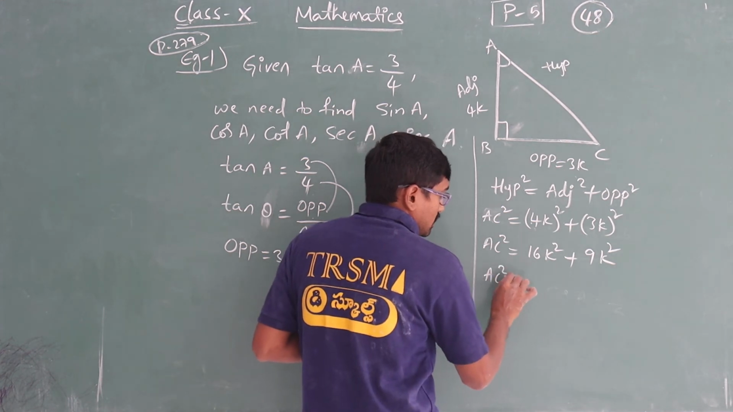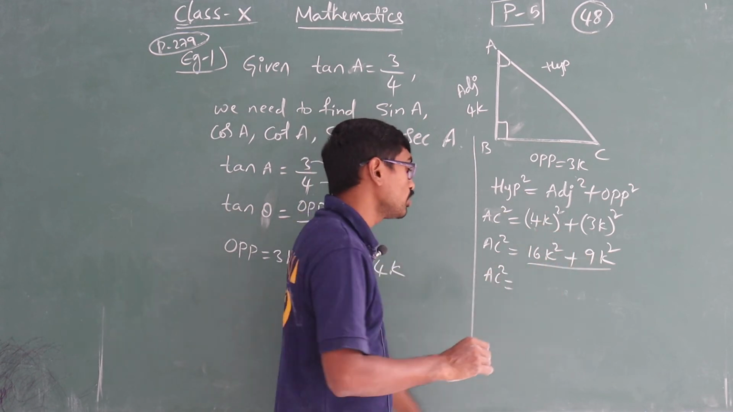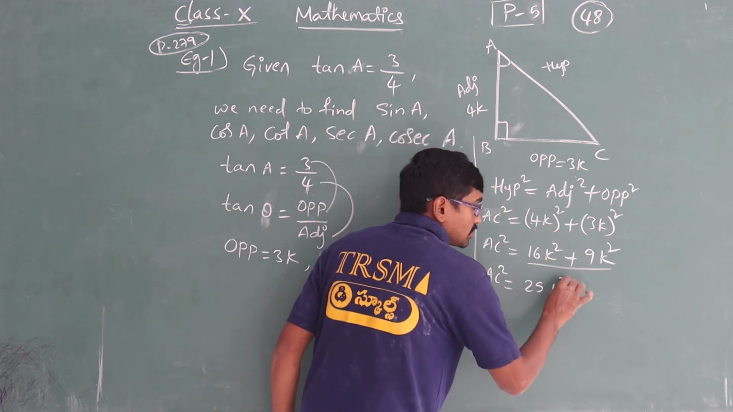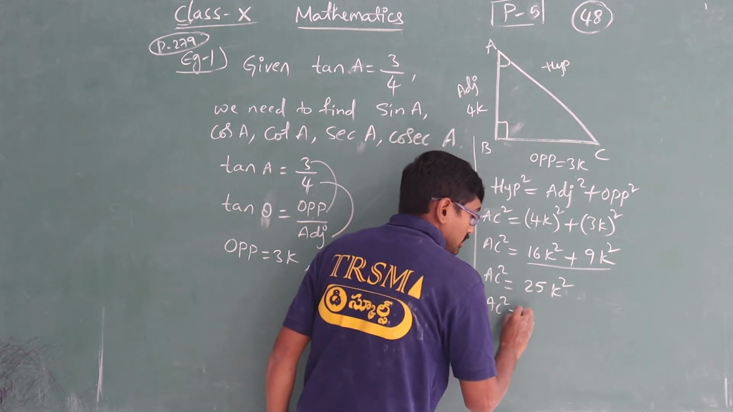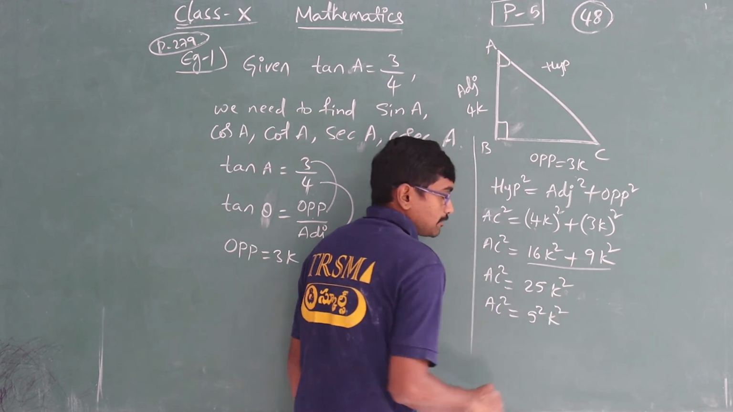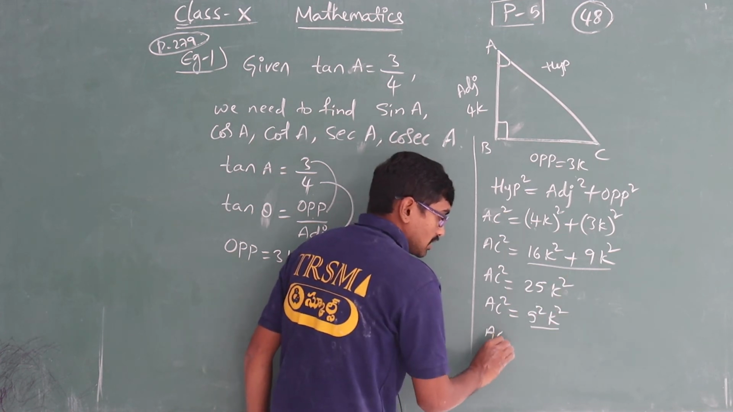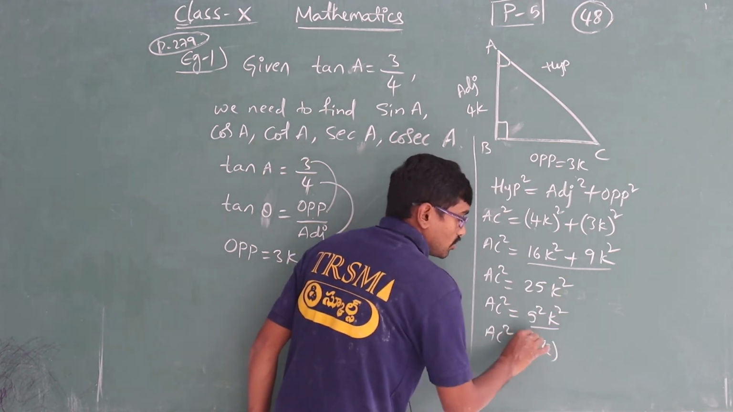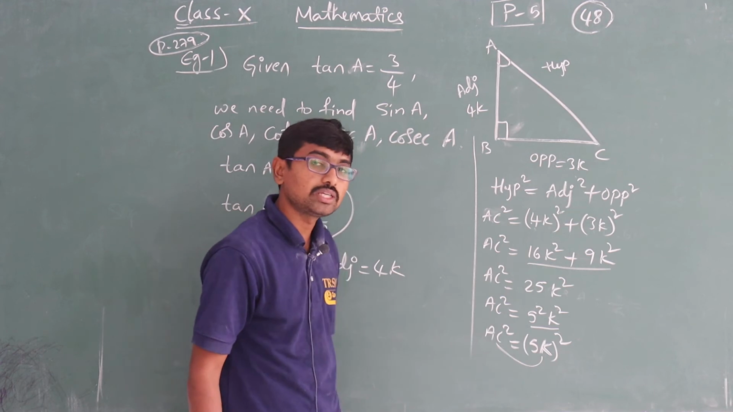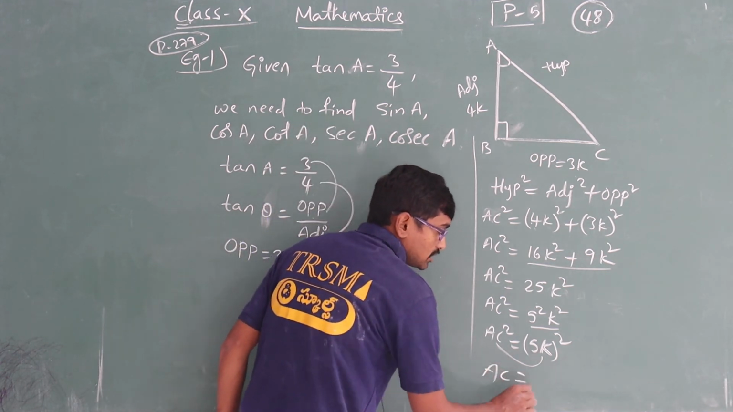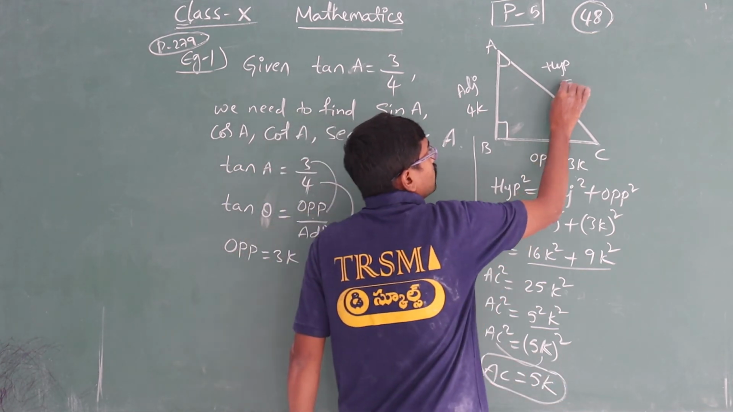Again AC square. If I add these both, these both are like terms, isn't it? 16k square, 9k square. If I add these both, I will be getting 25k square, isn't it? Can I write 25 in form of 5 square? Yes. AC square is equals to 5 square k square. Okay. So this whole square, I can take common. So 5k whole square. So when I compare these both, powers are same, bases are also equal. So AC is equals to 5k. Okay. So AC value I have got it as 5k.